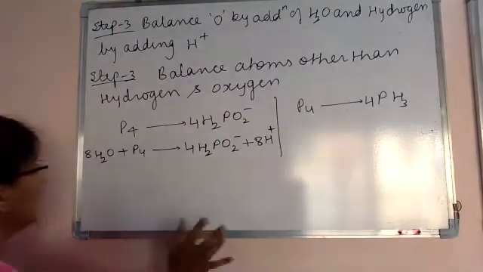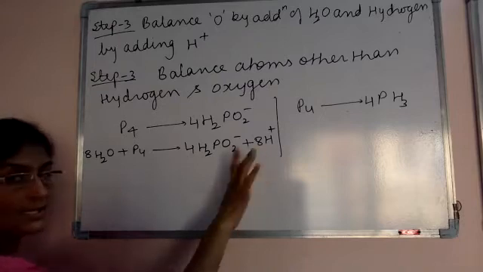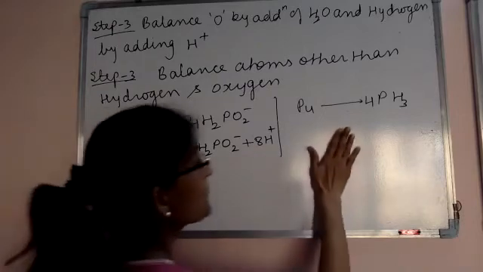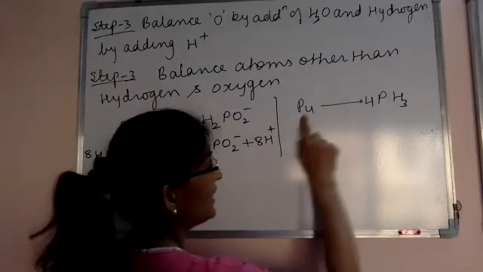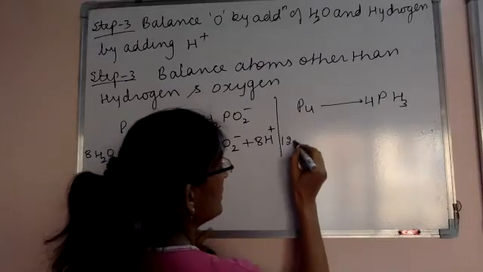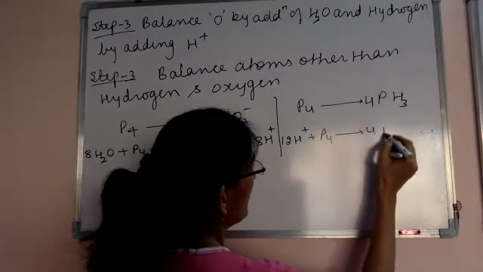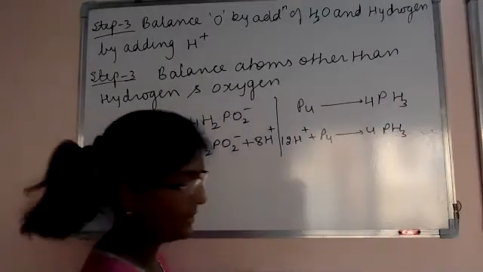Now see, hydrogen is balanced: 8 2s are 16, 4 2s are 8, and 8 more makes 16. Here, in the second equation, hydrogen is 12. So we have to add 12 H plus this side. 12 H plus, P4 gives 4PH3.